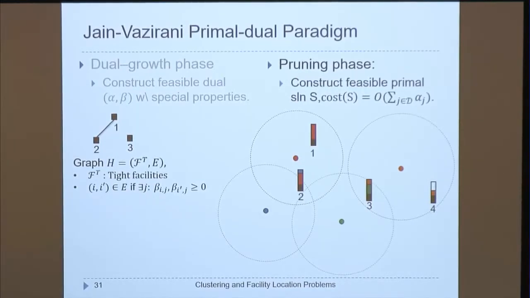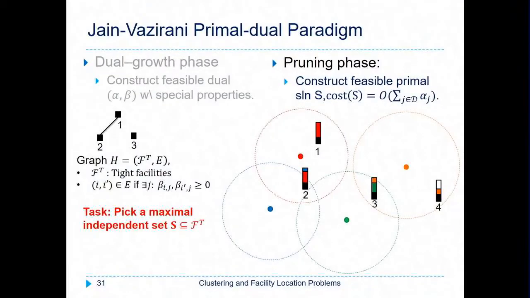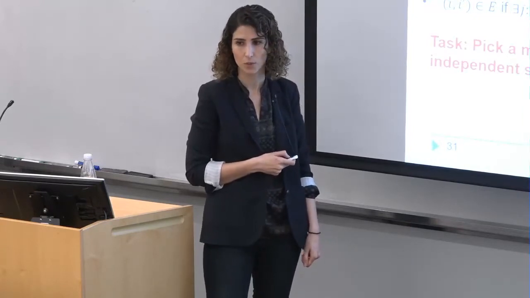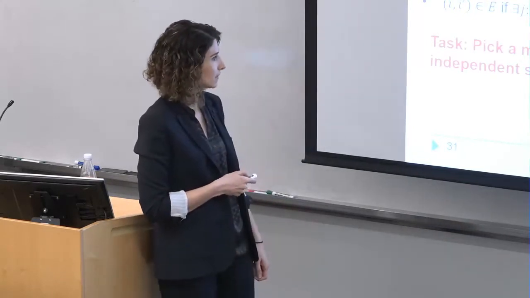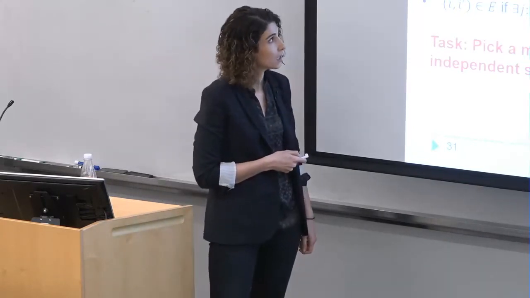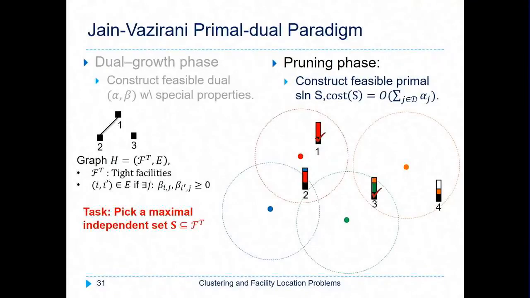And then we are going to pick a maximal independent set among the tight facilities. The reason we pick an independent set is that we want to have the property that each client contributes toward opening of at most one facility. Okay, so that's why we pick a maximal independent set. So say we pick facility 1 and 3 to open. So we decided what facilities we want to open.